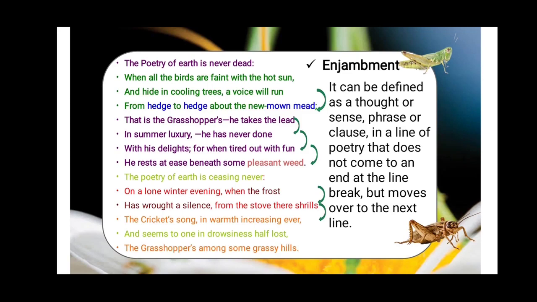The 10th line, "on a lone winter evening when the frost", has no punctuation mark at the line break. This line also moves over to the next line, "has wrought a silence from the stove their thrills." The line also moves over to the next line, "the cricket's song in warmth increasing ever." So, these are the examples of enjambment. Okay, now move on to the next literary device.